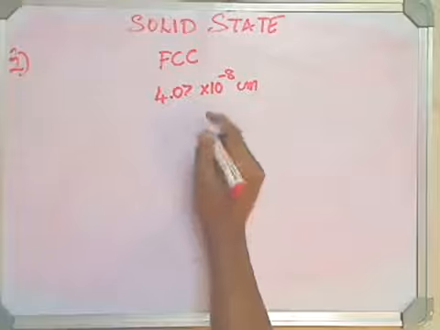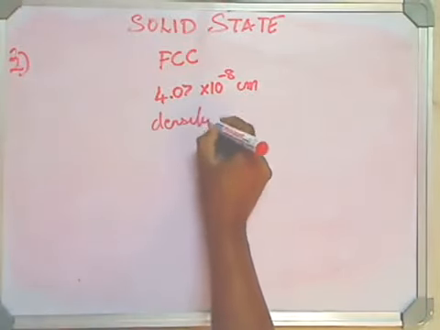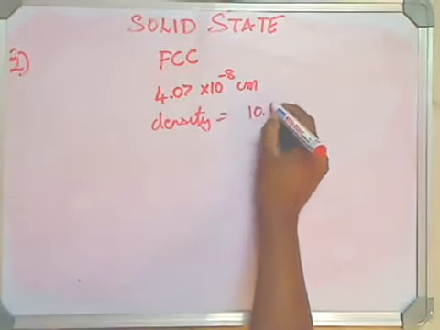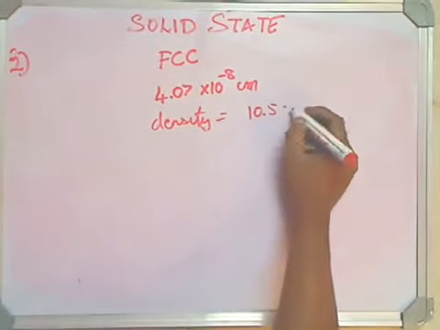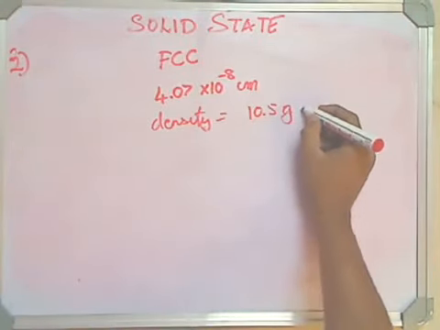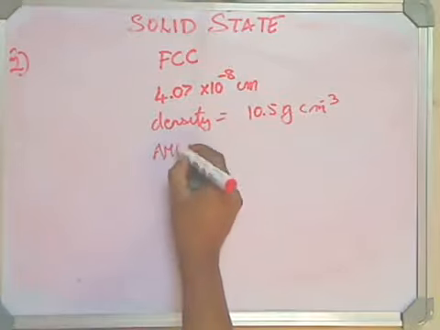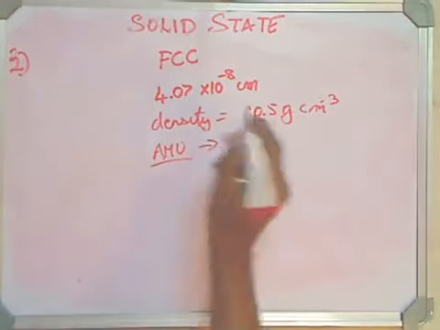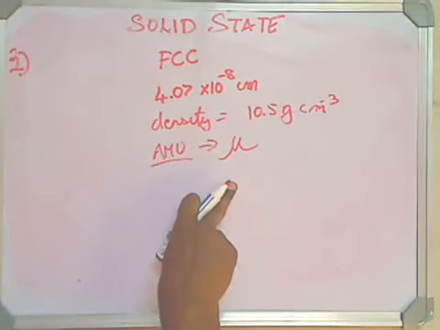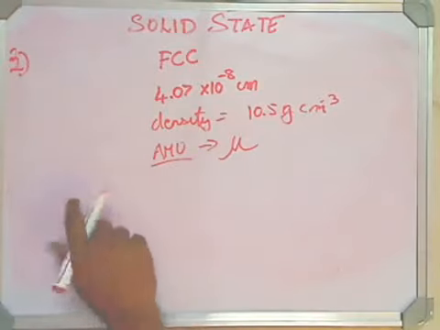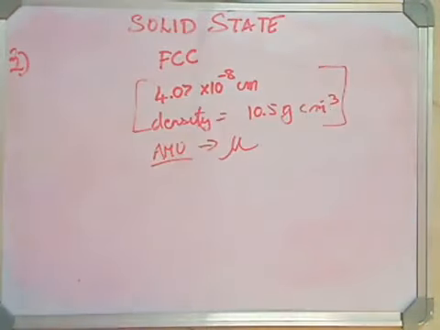And the density has been given as 10.5 grams per centimeter cube. Find the atomic mass of silver. Atomic mass units represented as mu. We need to find the value of mu by using the data which has been mentioned here. You just need these two things and a little bit of the theory behind FCC types of crystal structures.